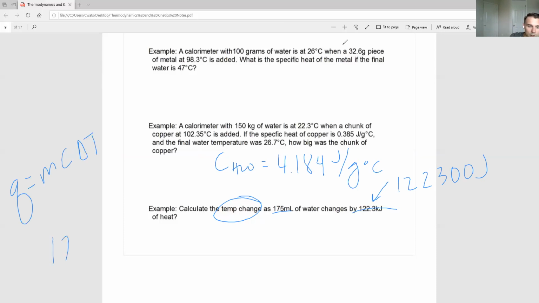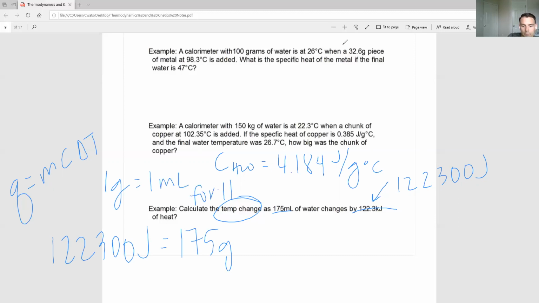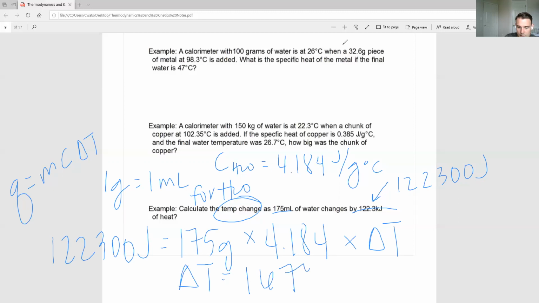I know that I have 122,300 joules is going to be equal to 175 grams. Remember, for water, 1 gram equals 1 milliliter for water, times the 4.184 times the change in temperature. Okay, just do that math. Your delta T is going to give you 167 degrees Celsius.